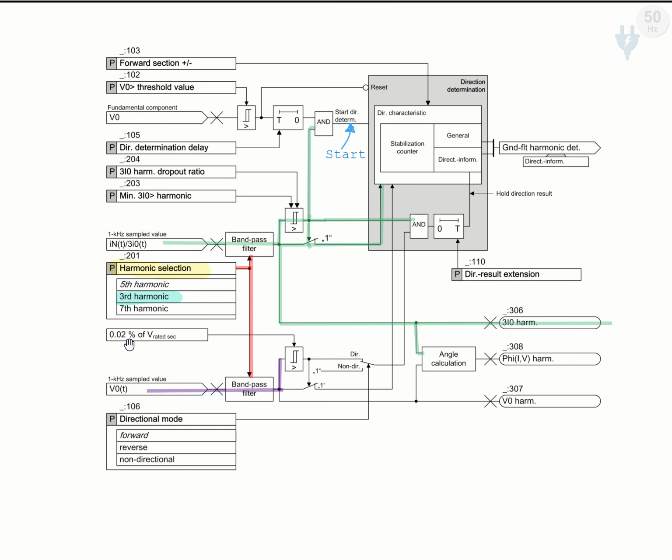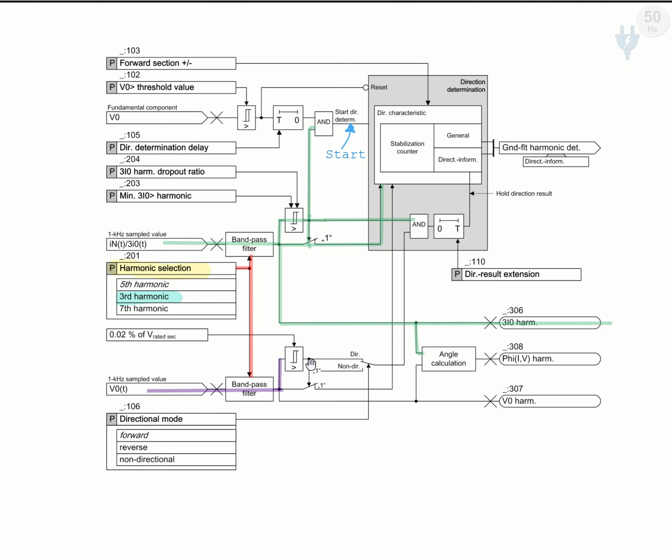For this threshold value of the zero sequence voltage, when we select the third harmonic, if that third harmonic of the zero sequence voltage is greater than 0.02% of V rated of the VTs, voltage transformers, then it passes and goes to the direction mode, which we select as directional or non-directional.